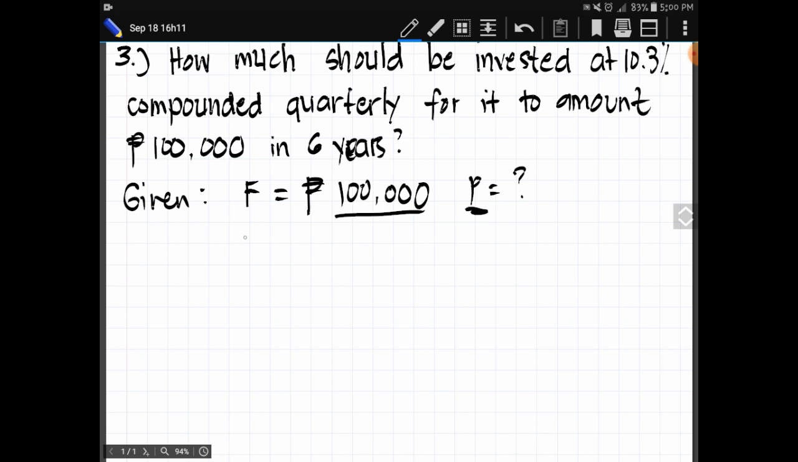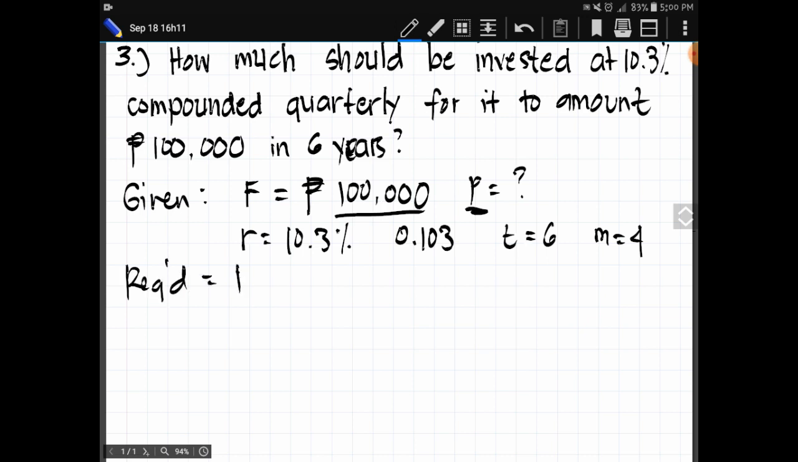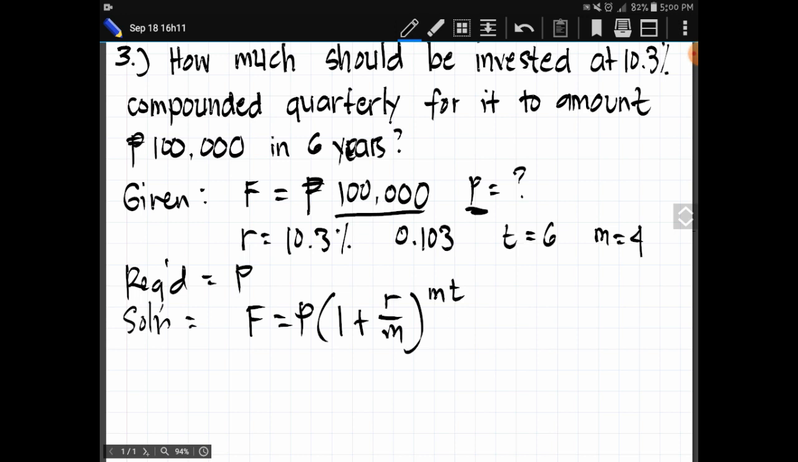And the other given is the rate, which is 10.3%. In decimal, this is 0.103. The time would be 6 years, and the compounding period is 4 since it is compounded quarterly. Our required, which is the principal. So F is equal to P multiplied by the quantity 1 plus R over M raised to MT. However, our F has the value of 100,000 pesos, so 100,000 pesos is equal to the P, or the unknown principal, multiplied by 1 plus R over M raised to MT.